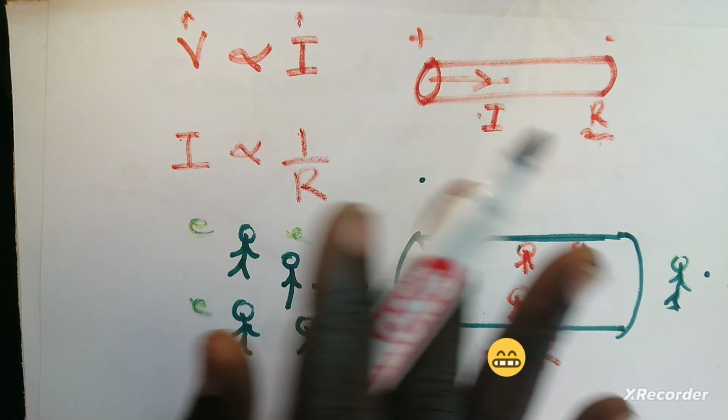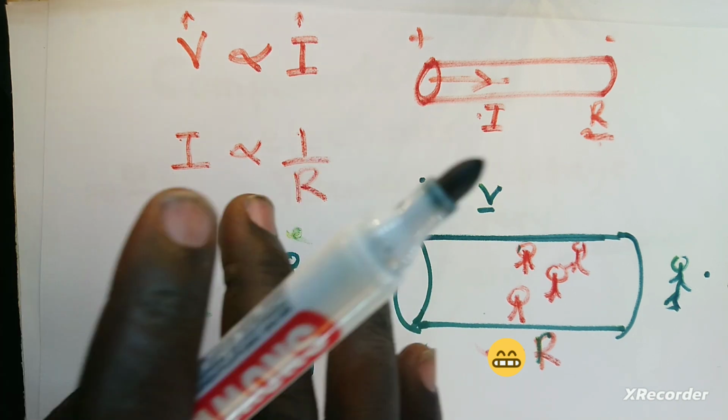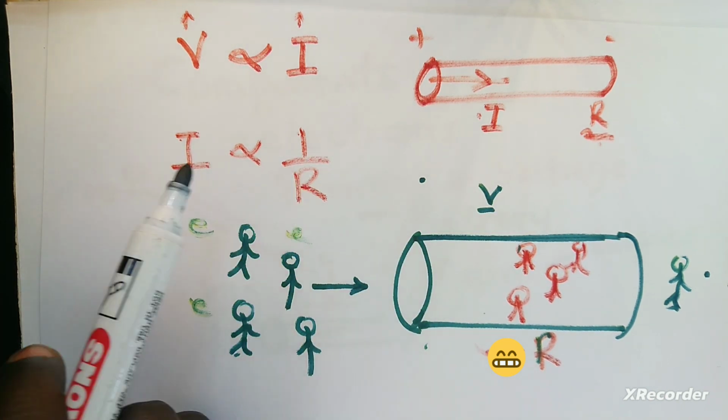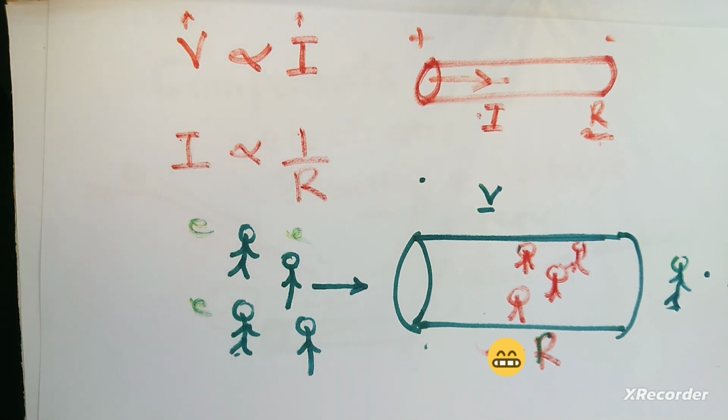So anyway, that's just to shed some light on why current is inversely proportional to resistance, in that when resistance increases, when the number of people stopping people from passing through there increases, the current reduces. That means fewer people are able to pass through. I think that sort of sheds some light.